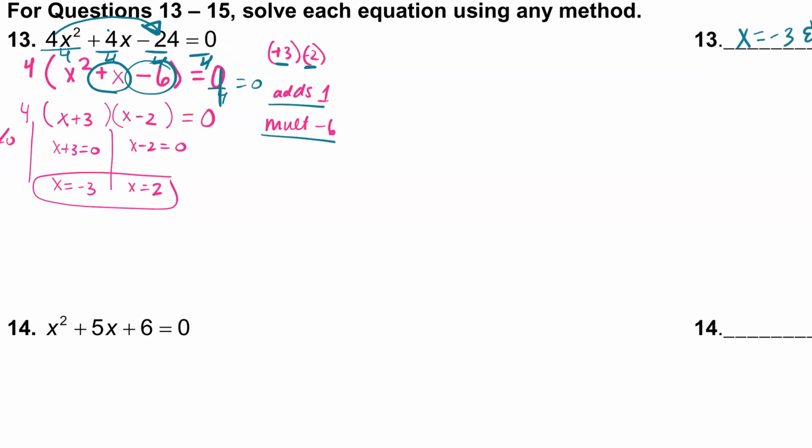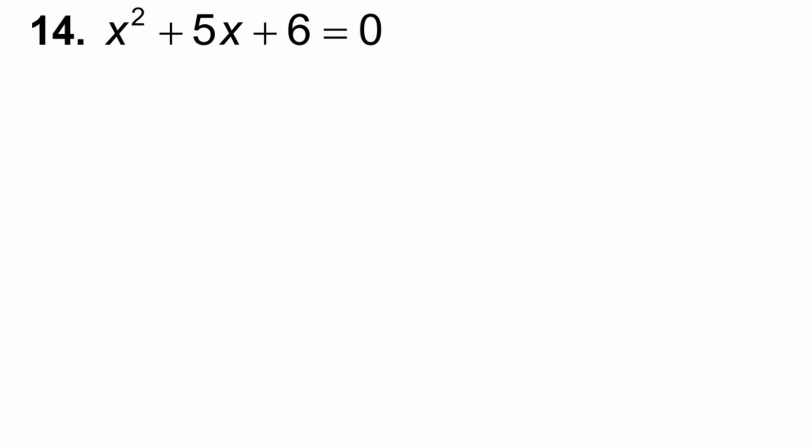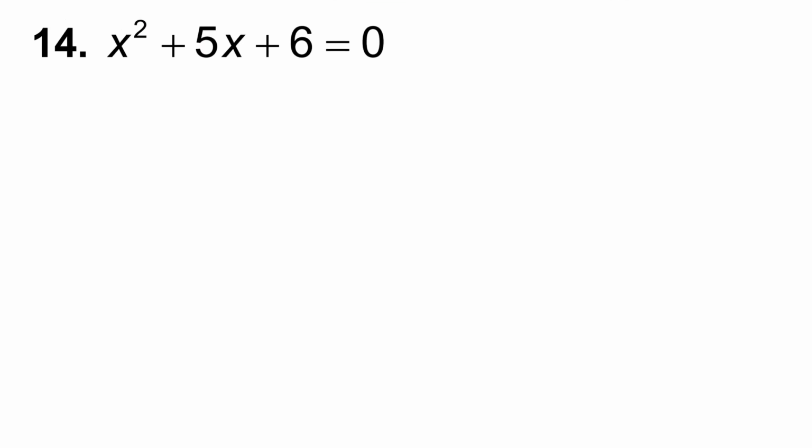Okay, let's try this next one. x squared plus 5x plus 6. If you immediately go to the quadratic formula, it's not going to help you. It shouldn't be solved that way. Because first, we look, is there a common factor for number 14? No. Is this a special case? Is it a difference of squares? No. Perfect square trinomial, where half the middle squared is our last number? No. So we can try factoring.